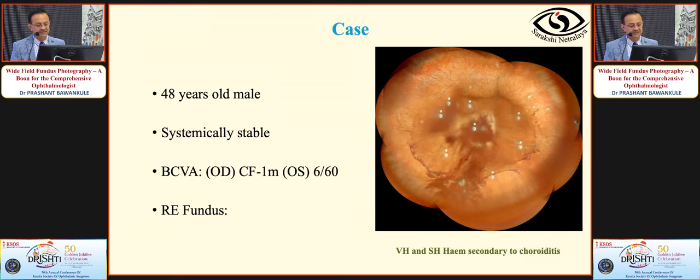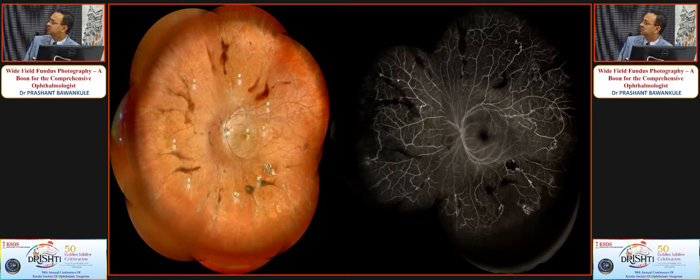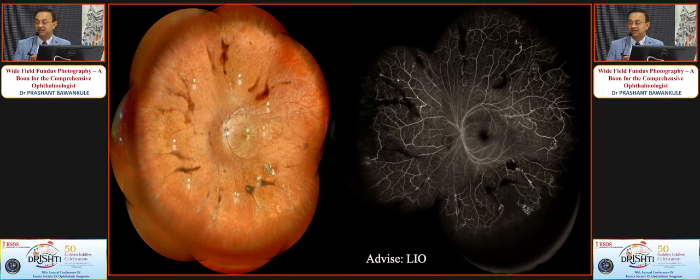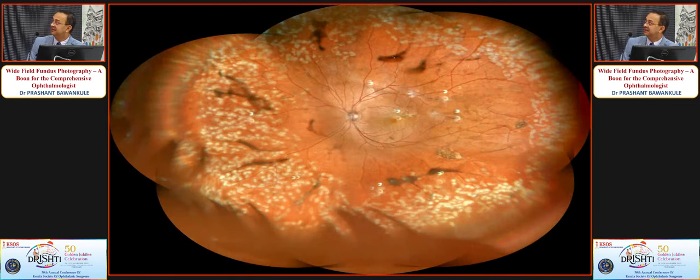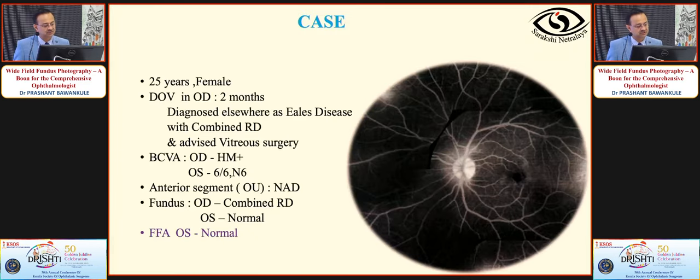So another similar case of a choroiditis had a vitreous hemorrhage. We did a wide field angiogram. You could see a vascular response in the extreme periphery, which needed just a targeted laser in extreme periphery. This is how we could spare the posterior pole, so the patient's field of vision was not affected.